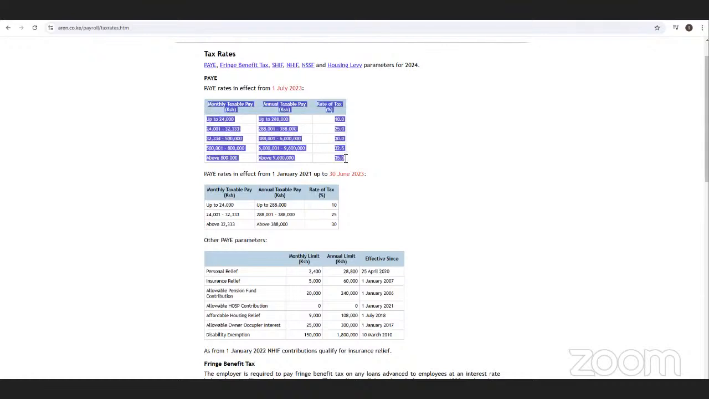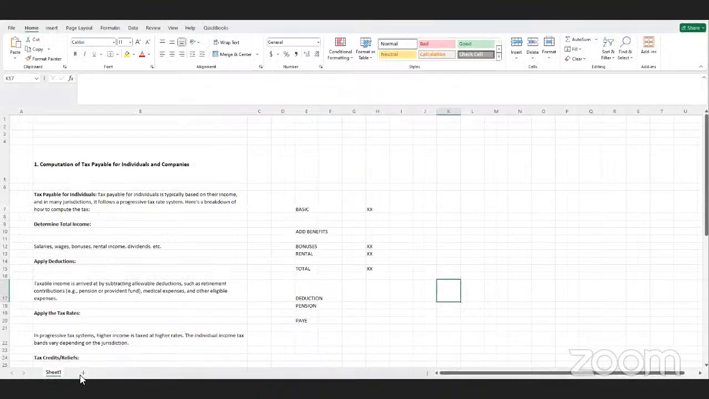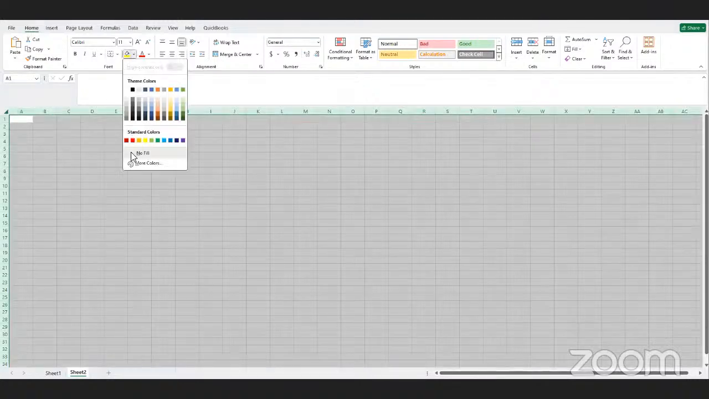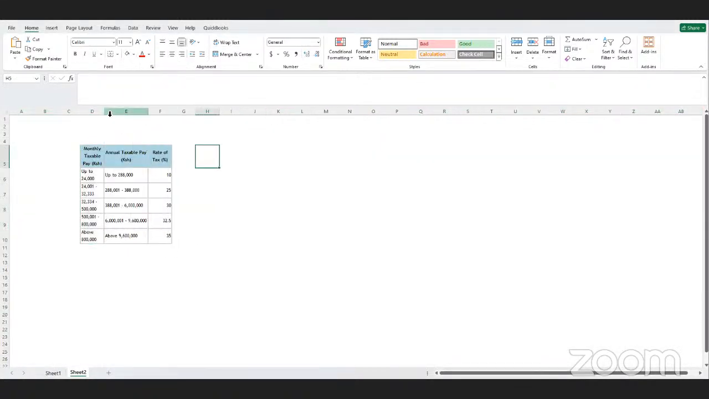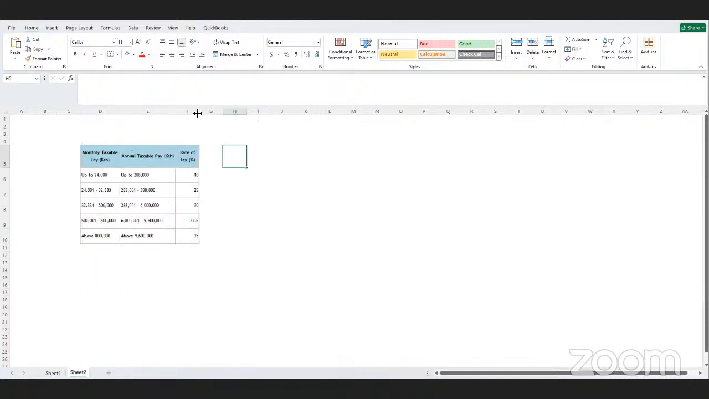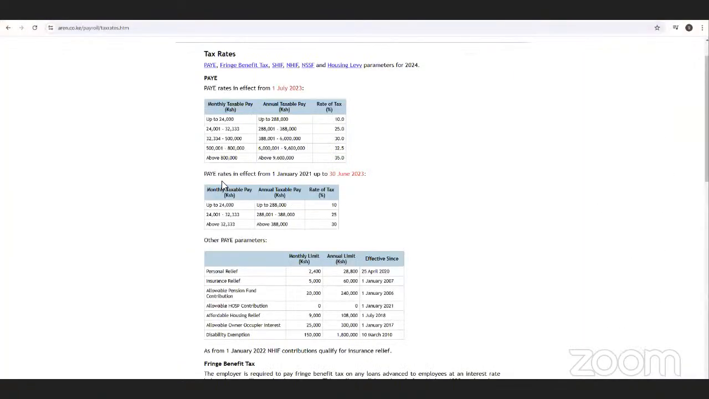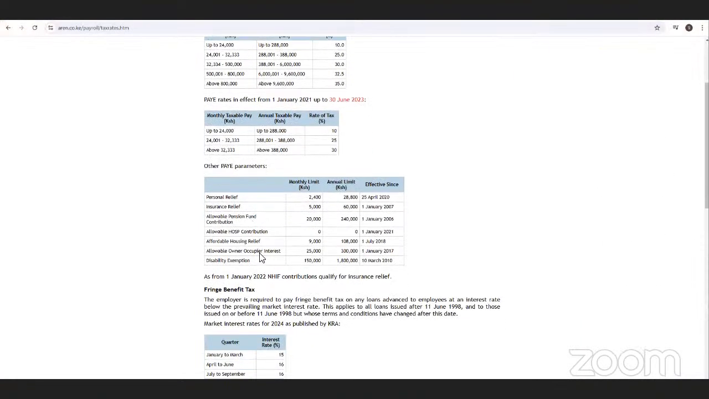You need to have this in your Excel so that you can use it for taxation, for personal relief or personal deduction. This is your tax rate, and you must understand how to use it. And then which other tax rate do we have? We have the fringe benefits.